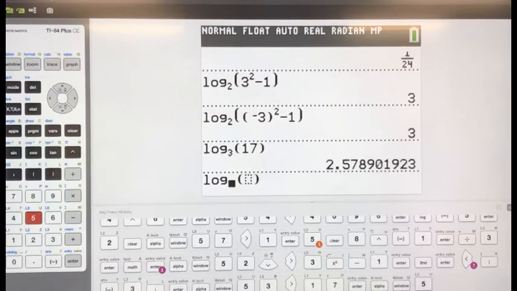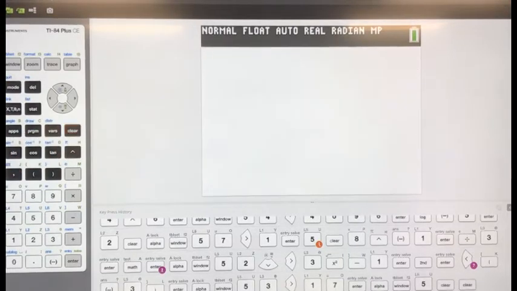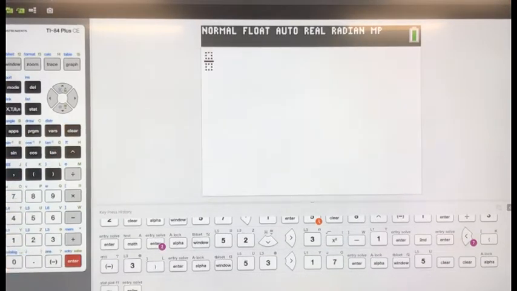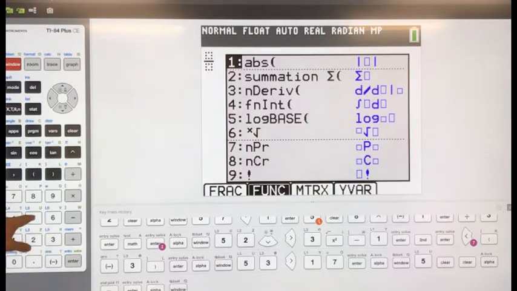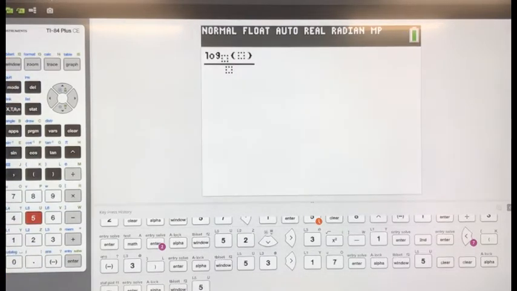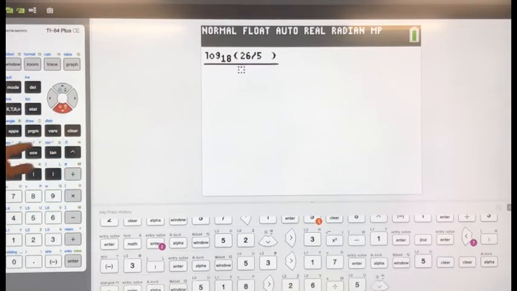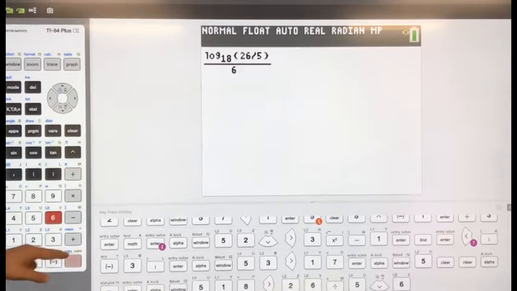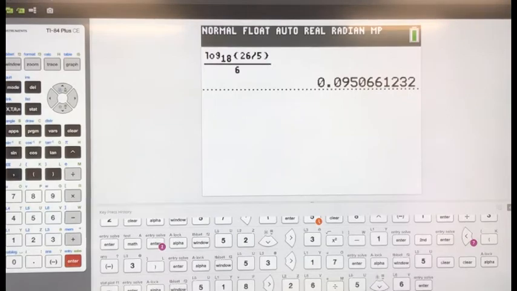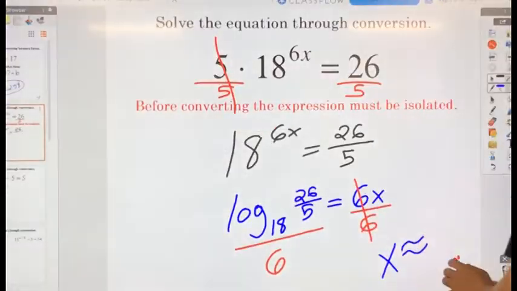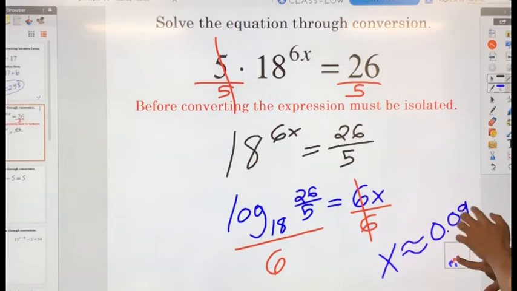Alpha window 5. Actually, first, I want to put the fraction in here. Now alpha window 5. Log base 18 of 26 over 5, divided by 6. And I get 0.095, more or less. And I've solved this expression.